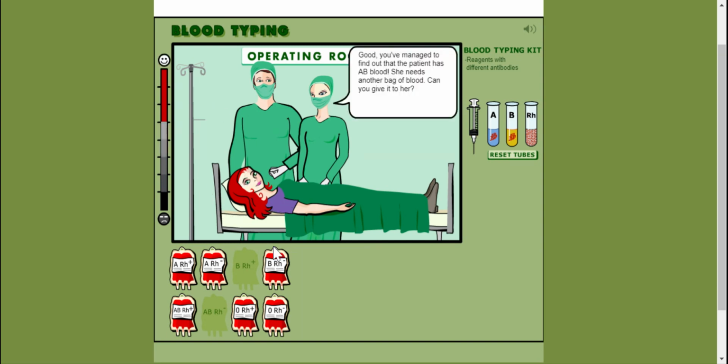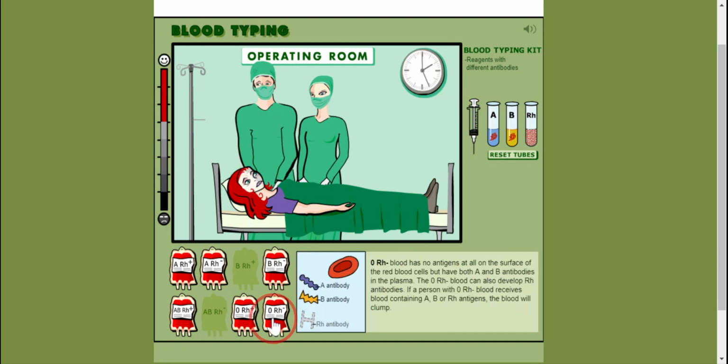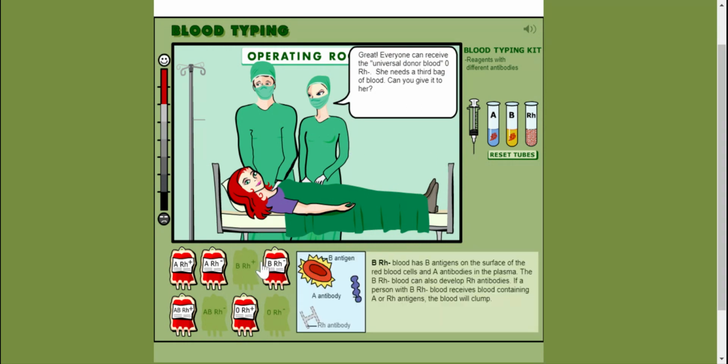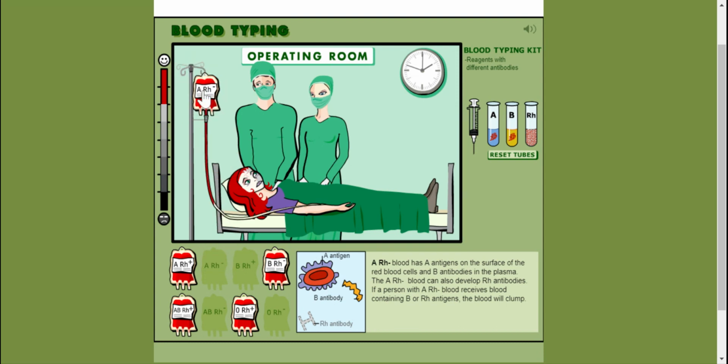We also could give her, remember that O negative is what we call our universal donor. It can be given to all people, whether we know their blood type or not. So she can accept that blood type. We need to give her another one. So we could either choose A negative because she carries the A and is negative, or we could choose B negative. So let's go ahead and give her the A negative.